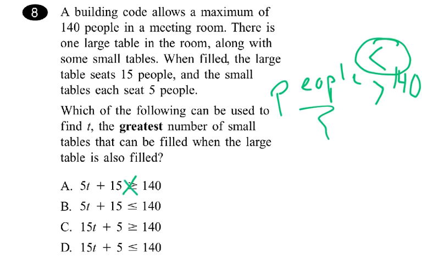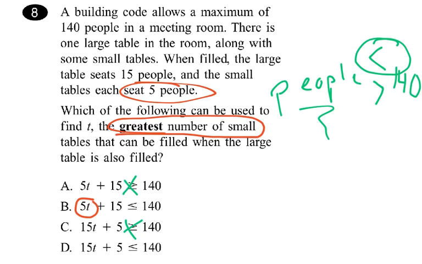So let's get rid of option A and option C, because the amount of tables and people that are at these tables cannot be more than 140. So A and C are bad answers. Now, the question is actually saying, which one gives you the greatest number of small tables? Small tables are tables that seat 5 people. And right here is the difference. 5T versus that 15T. 5 times how many small tables, plus it looks like one extra large table. B is going to give you your answer. How many small tables can you have?